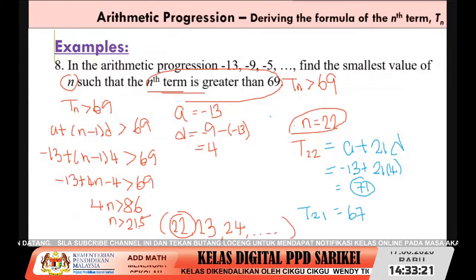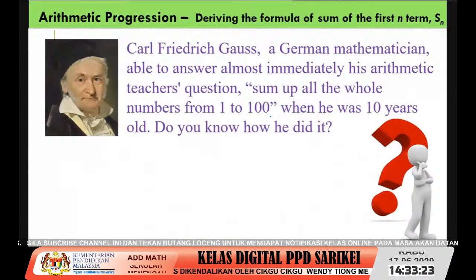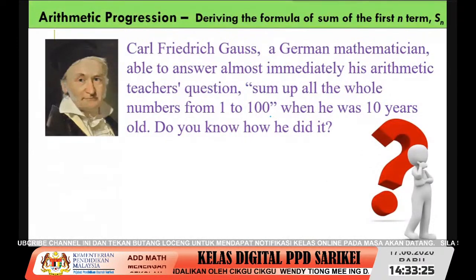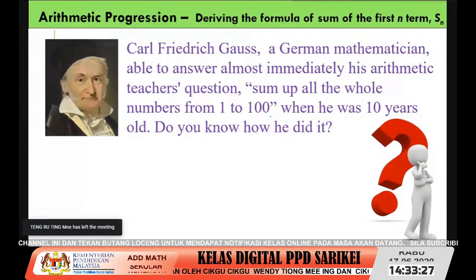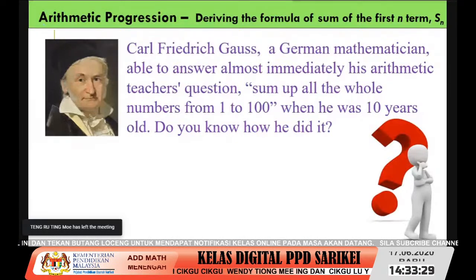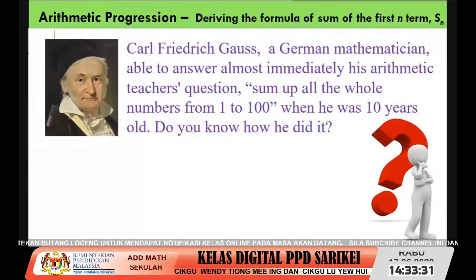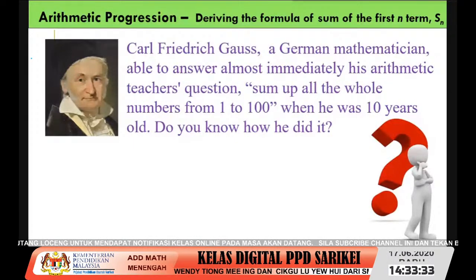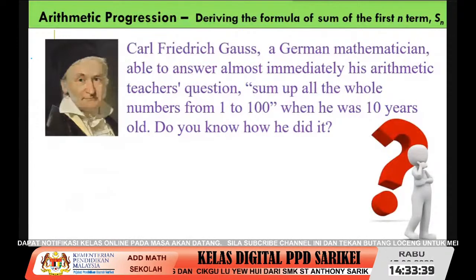the first n term. Okay, before we go to the first n term, have you heard about this story? Carl Friedrich Gauss, a German mathematician, was able to answer almost immediately his arithmetic teacher's question. Sum up all the whole numbers from 1 to 100 when he was only 10 years old. Do you know how he did it?